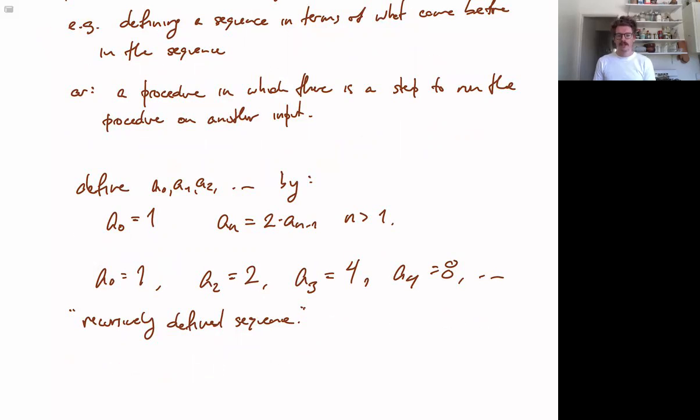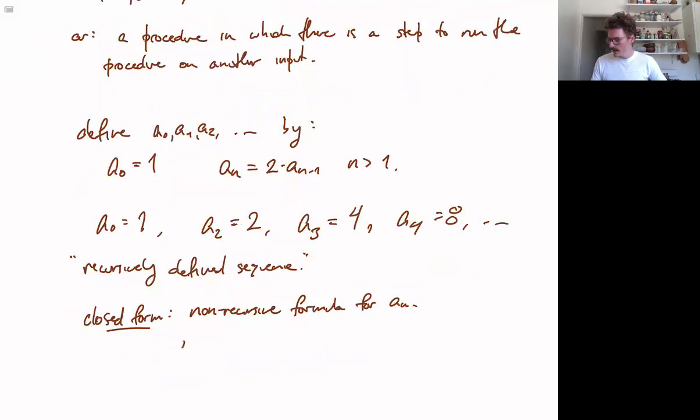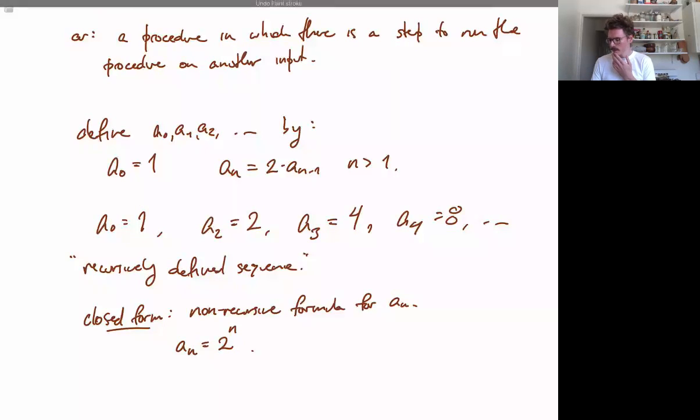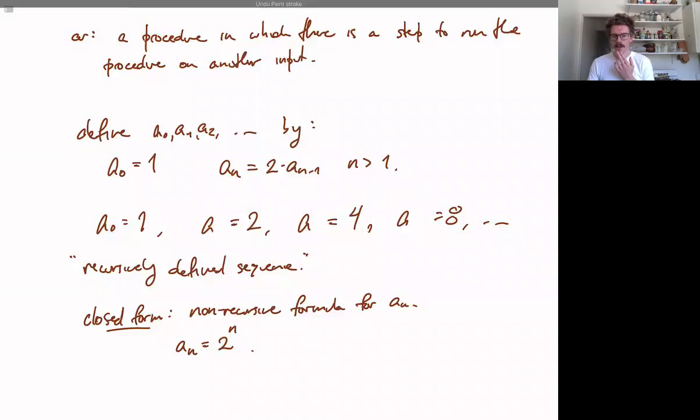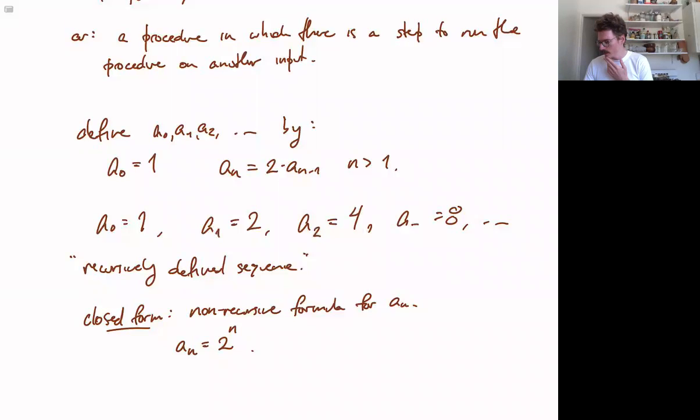And in this case, we can actually give quite easily a closed form. So a closed form essentially means a non-recursive formula for the terms. So in this case, we can give a formula for A sub n, it is just 2 to the n. Yeah, because 2 to the 0 is 1. I'm afraid that I have misnumbered my sequence a little bit. So I started with A0. So the next one should be A1, A2, and A3, and so on.